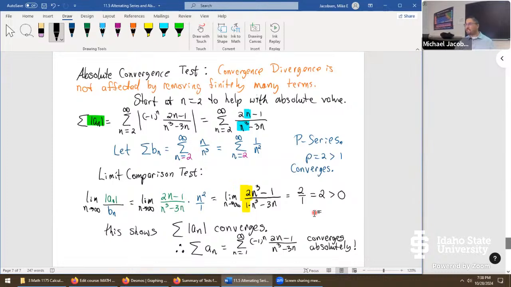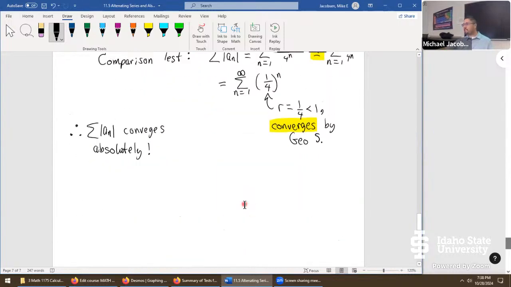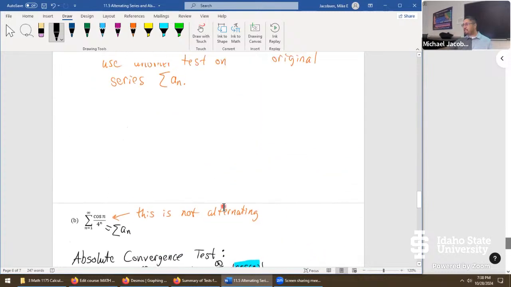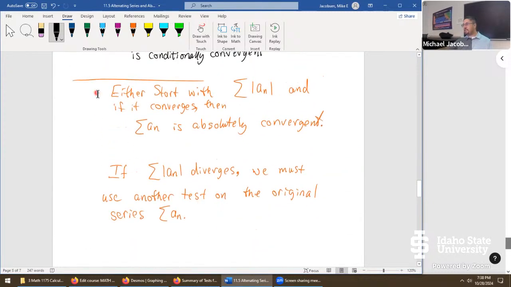Okay, maybe just some last parting thoughts on this. You might have noticed as we went through these results, we're making a big deal out of these statements right here. You can start with either the test for absolute convergence, or you could go with a different test, say, seeing if it's an alternating series and if it converges or not.